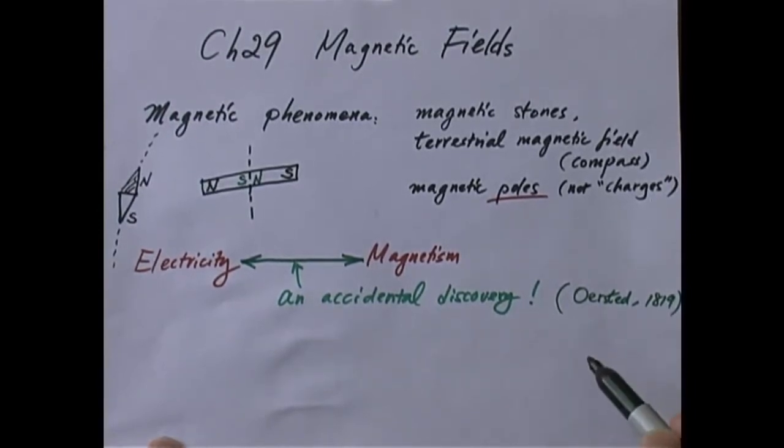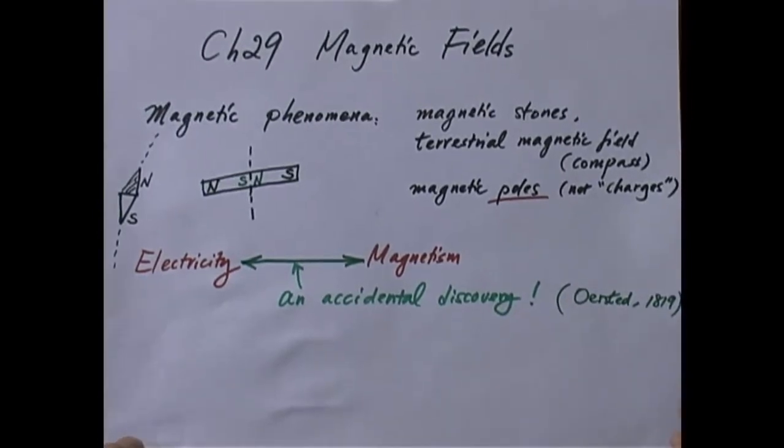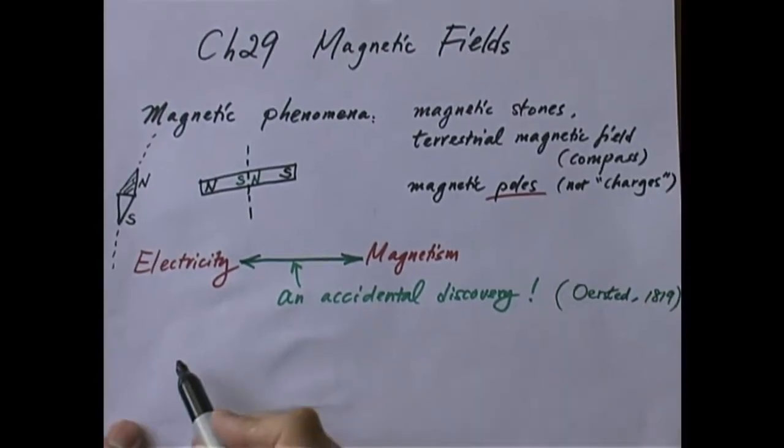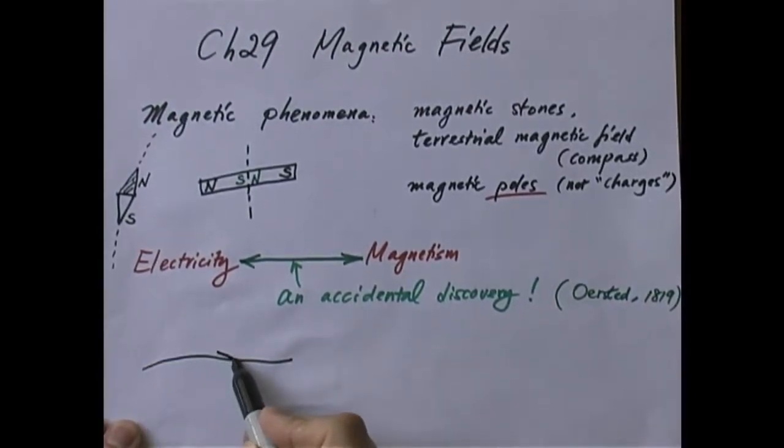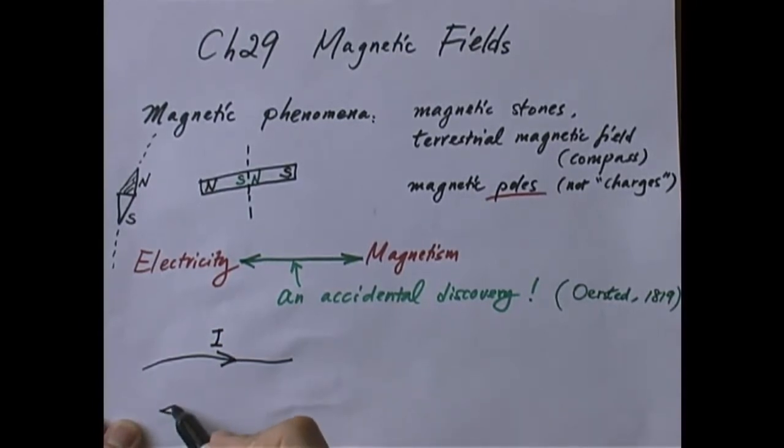He made that discovery accidentally when he was preparing a lecture demonstrating electric current in the year 1819. So it's less than 200 years ago. And how did he make that discovery? Well, he was preparing a lecture demo of an electrical current powered by a battery. When you flip on a switch, a current starts to flow. And he just happened, by accident, to have a magnetic compass nearby.